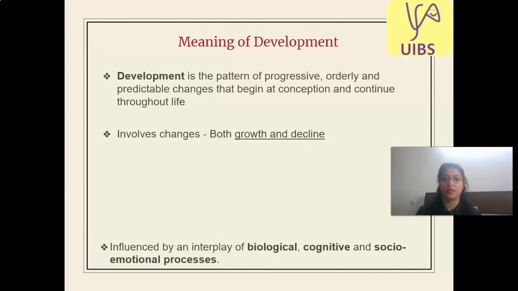So let's understand the meaning of development. Development is a pattern of progressive, orderly, and predictable changes that begin at conception and continue throughout life. So when we talk about development, we say that it is orderly. It is very predictable changes that happen right from your conception throughout your life.